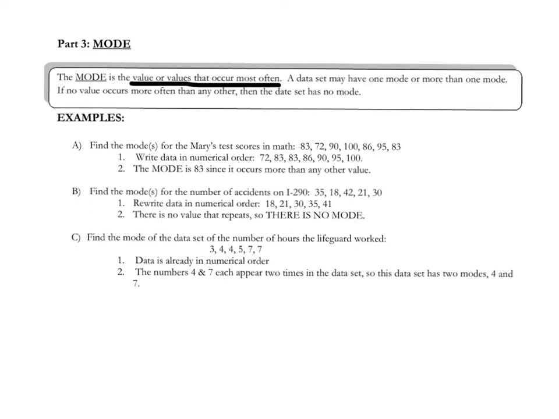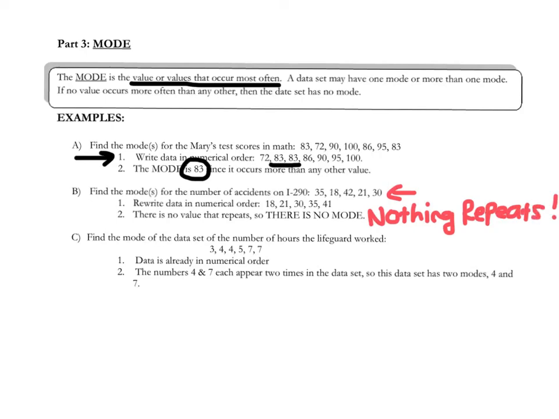So let's see. I always start by listing them in numerical order, and then we can see if anything repeats. Clearly, the 83 repeats, and it's the only one that repeats. It's there twice, nothing else is repeated, so there's only one mode, and that is going to be 83. Now in this case, again, we list all of the numbers. This is our data, list them in numerical order, and I can see here that nothing is repeated. So since everything is only repeated once, there actually is no mode.